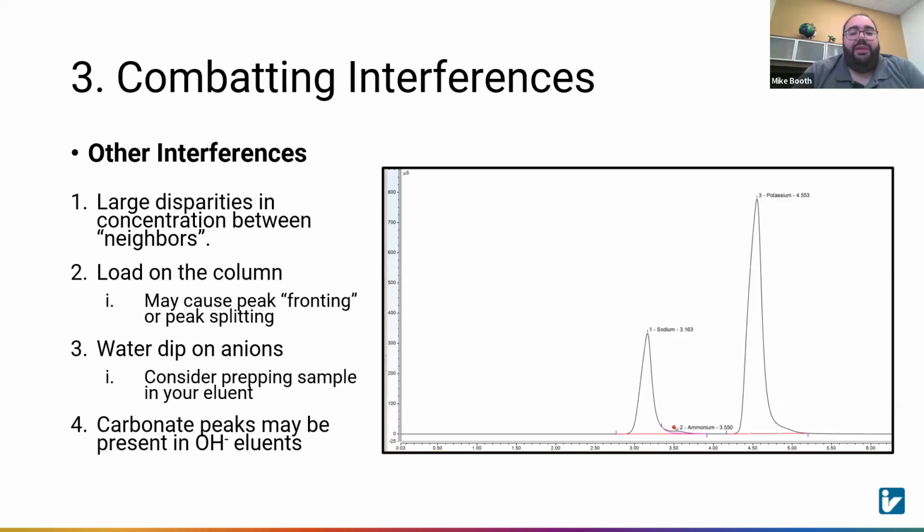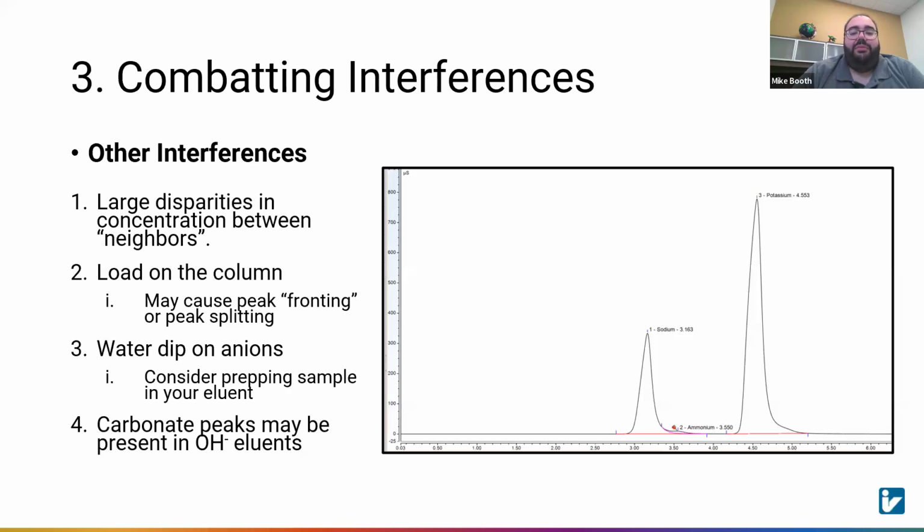Other interferences to worry about is just the load on the column itself. So I mentioned before that sample is injected onto the column. If you inject too much sample onto the column, you may see your peaks start to front, which means that the peak will start to form, but it'll take a little while before the peak actually hits the apex and then drops back down. So you want to make sure you have good peak shapes. That's another important point for a good ion chromatography method.